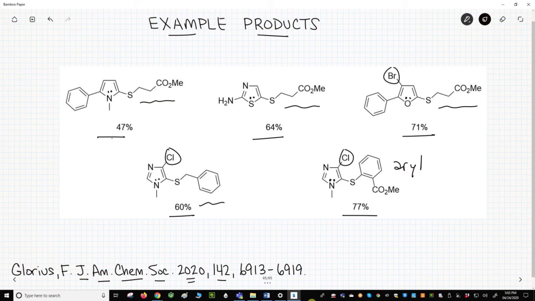In conclusion, the Glorius group at Muenster developed a new photochemical method for adding sulfur groups to aromatic rings. The method nicely complements existing metal-catalyzed thiolation routes. If you are interested in learning more about this research, then check out the reference on this slide or in the video description.